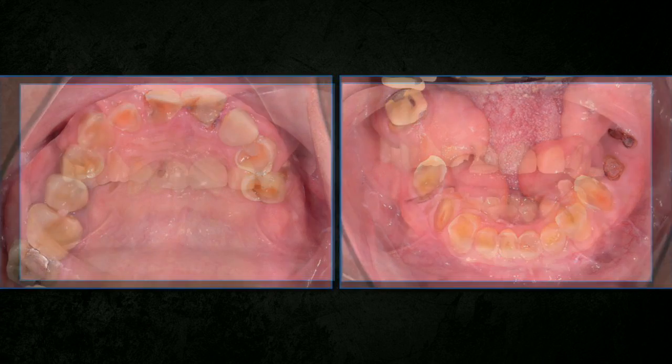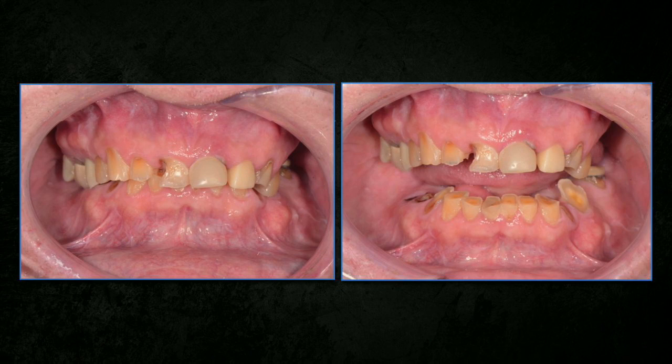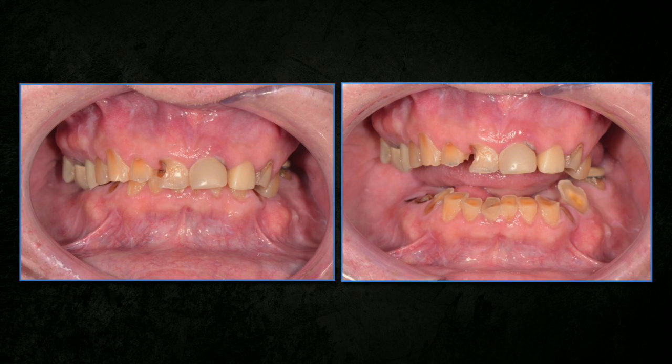So we have to figure out first where the teeth go and then figure out how deep we need to place the implants to have enough room for the prosthesis.